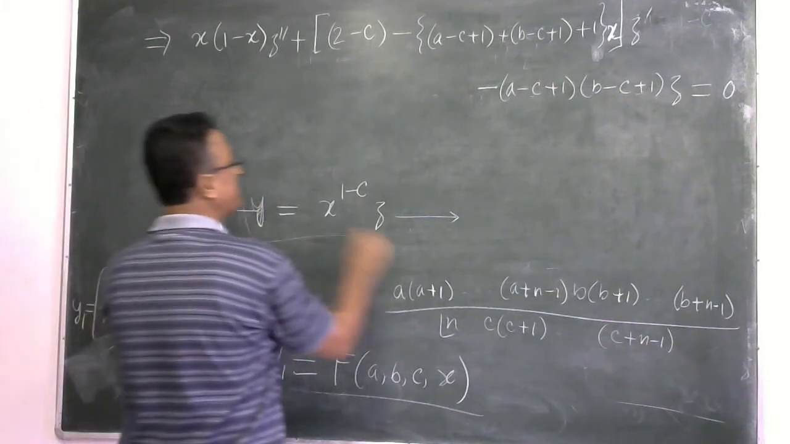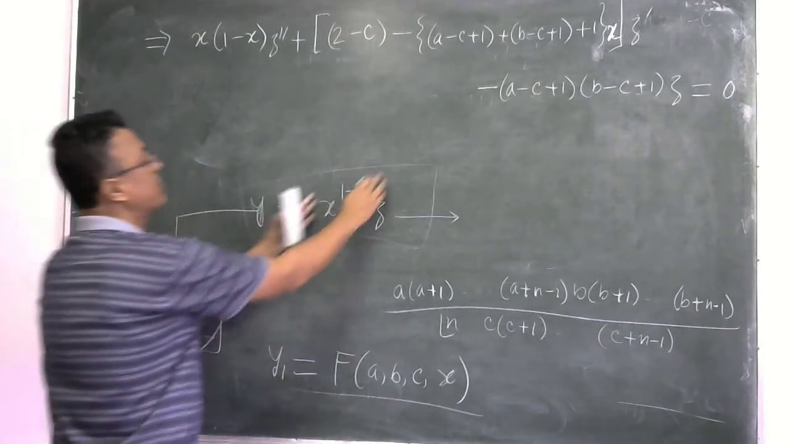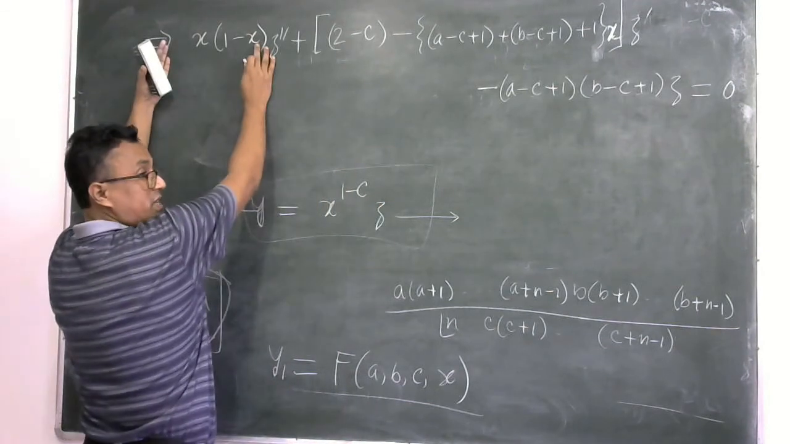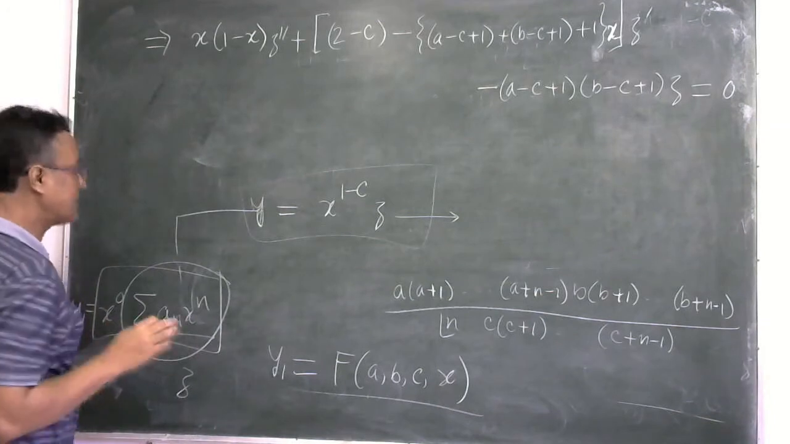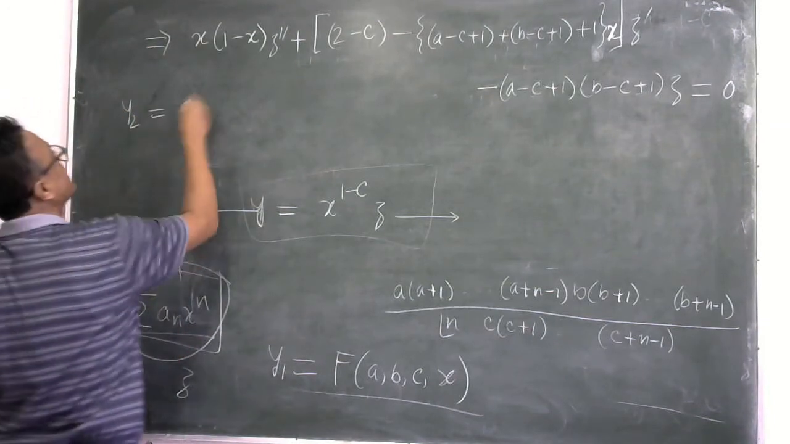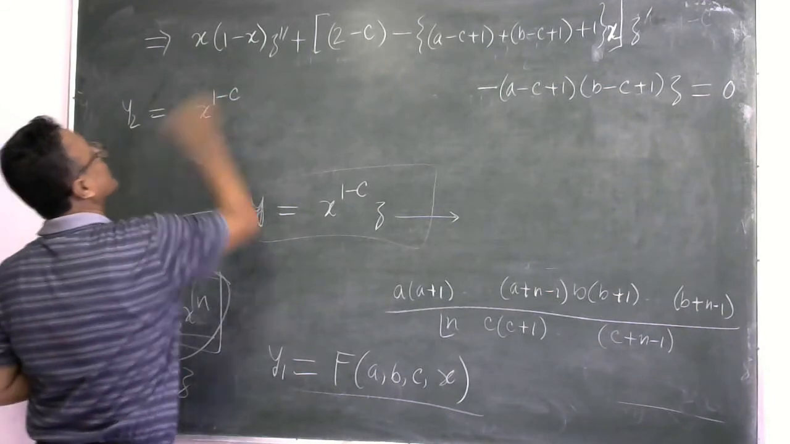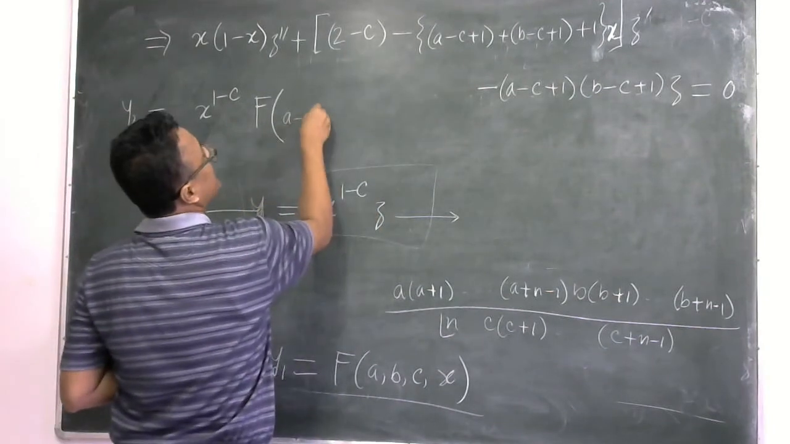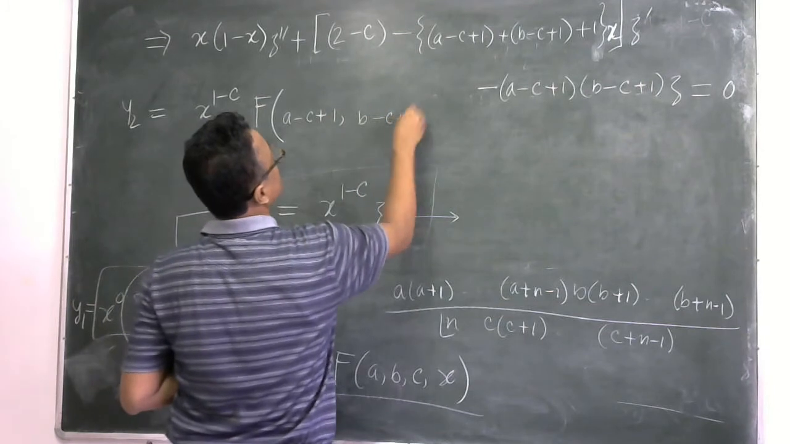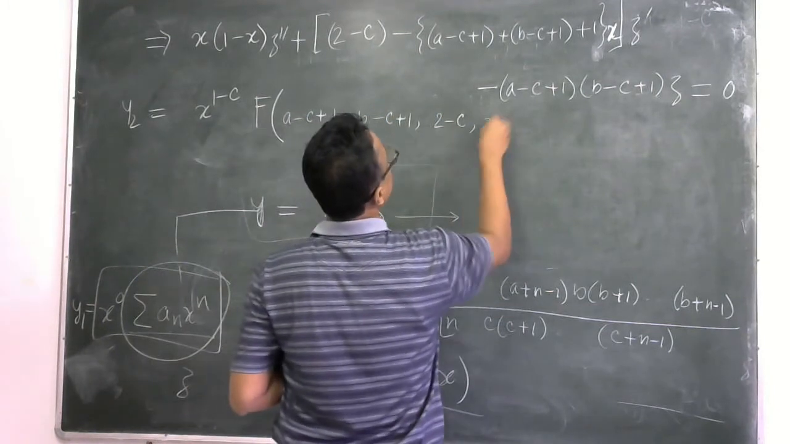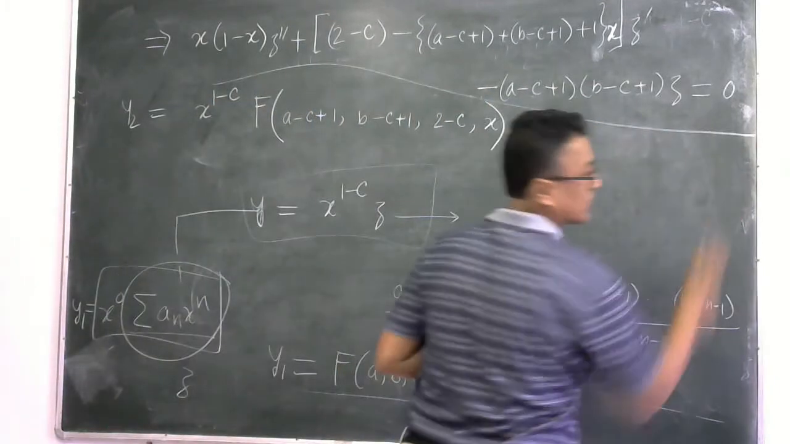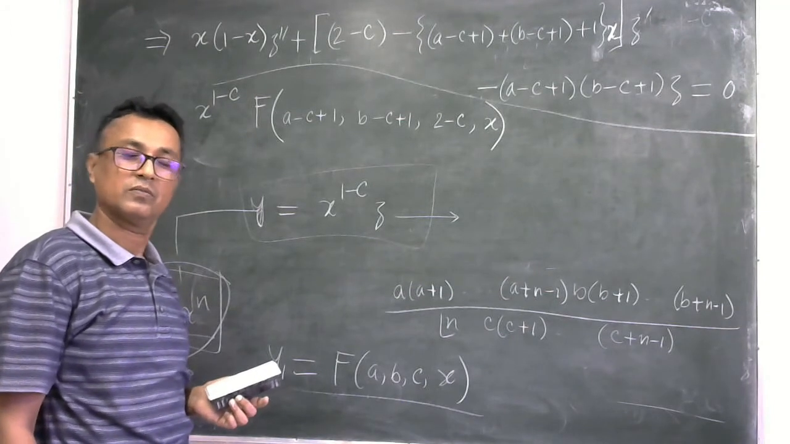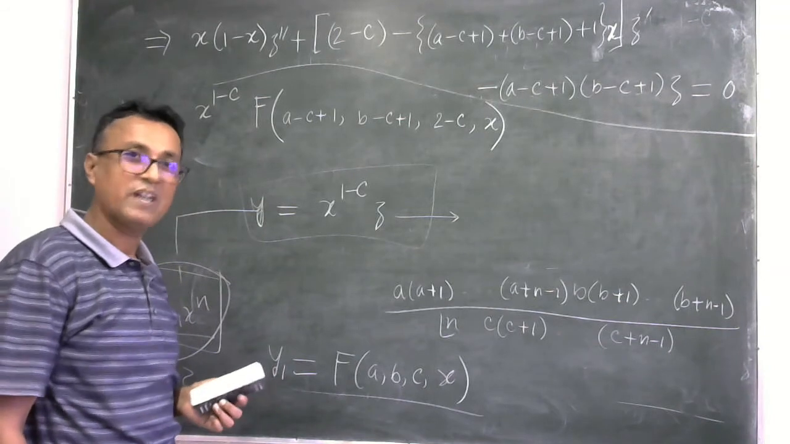Now for the second part, when I replace my y with this variable, it is converting me into this series. That is why my y2 I should get as x to the power 1 minus c into F of a minus c plus 1, b minus c plus 1, 2 minus c, x. I should get it like this. Is it okay?